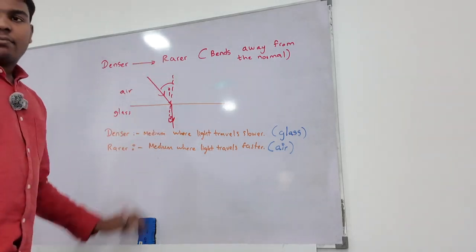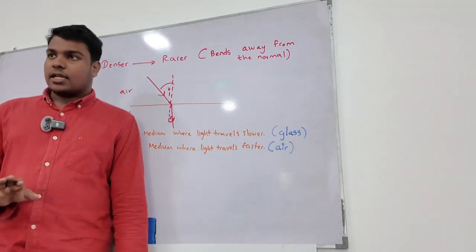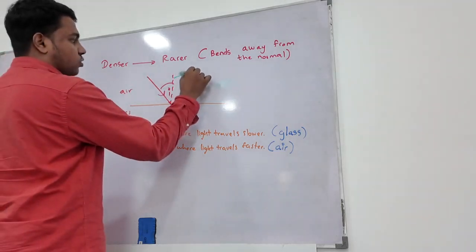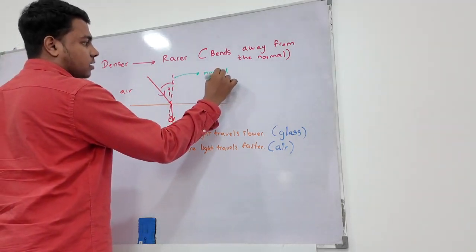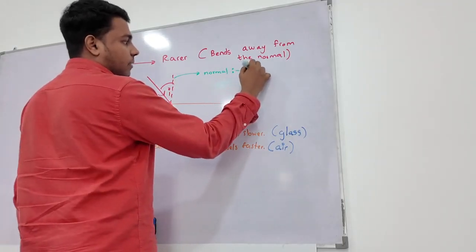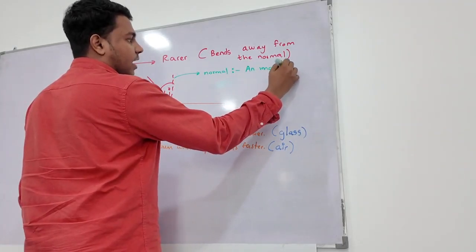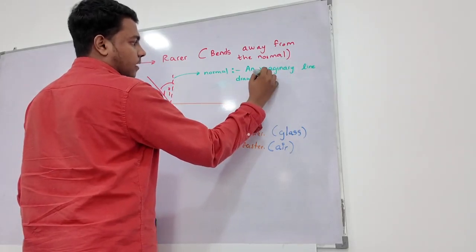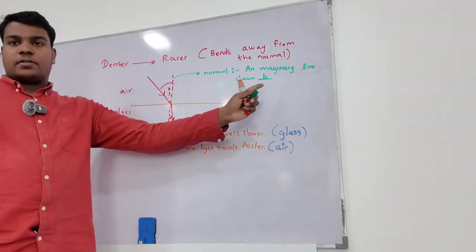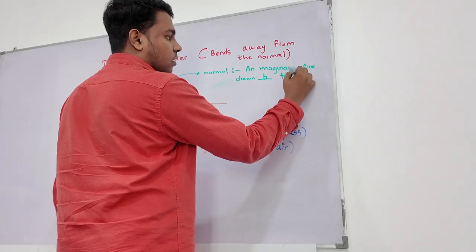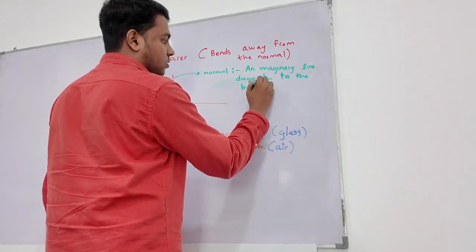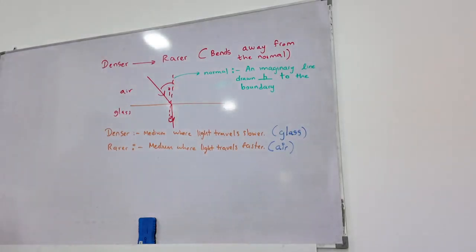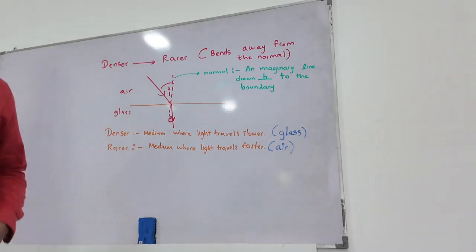This normal, the dotted line that I have drawn, is an imaginary line that we write in order to measure the angle. Right? It's always drawn perpendicular to the boundary. This normal here. I have told you the normal definition several times. It's an imaginary line drawn perpendicular. The symbol for perpendicular is this. Perpendicular to the boundary. To the boundary. Okay. Right. This note looks neat and colorful. It's good. It's a good sign. Okay.